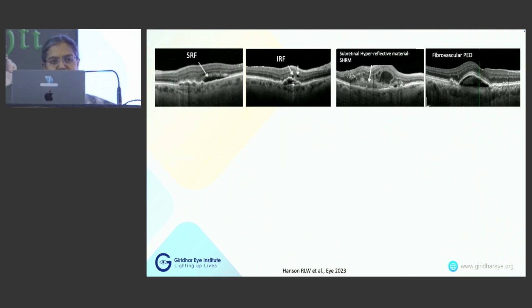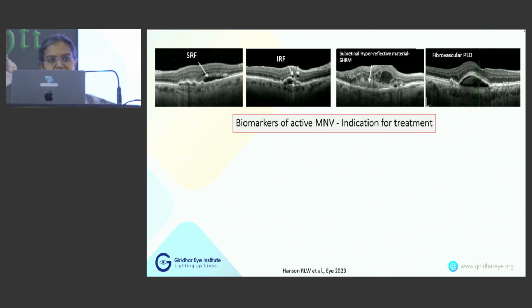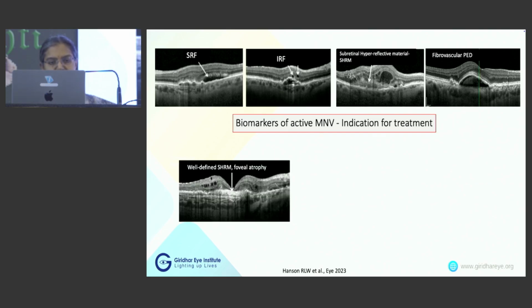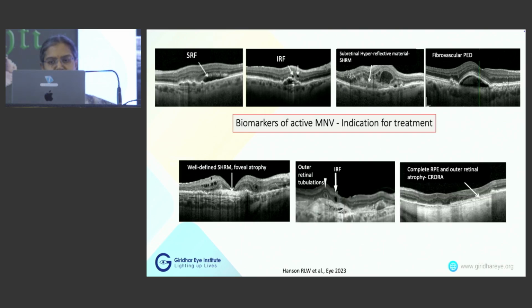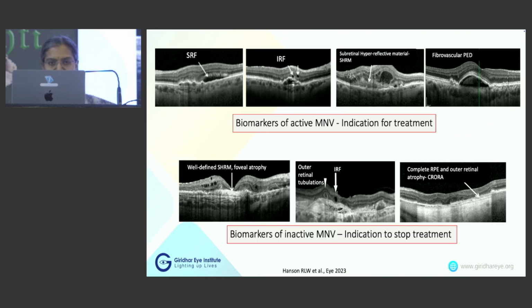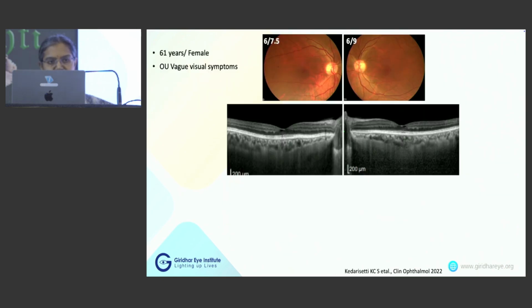So these are the findings: the presence of any subretinal fluid, intraretinal fluid, subretinal hyperreflective material or fibrovascular PED. These are all biomarkers which indicate that we should start treatment with anti-VEGF. Again, if you see well-defined RPE and foveal atrophy, outer retinal tubulations, and atrophy of the outer retina and RPE, these are findings which tell you that it's time to stop the injections, and this also we must know.